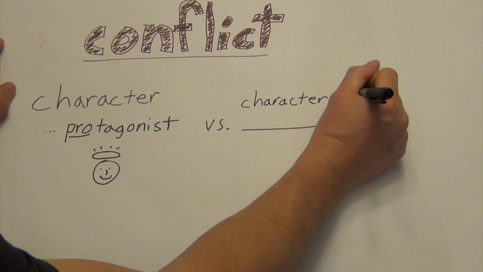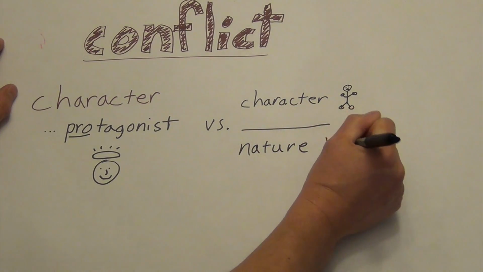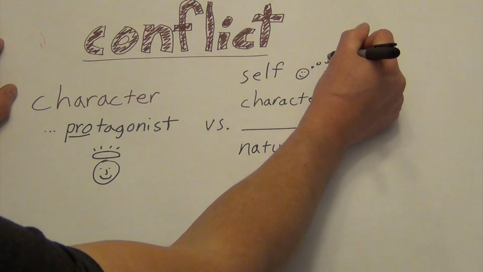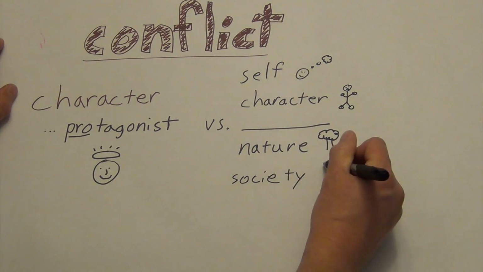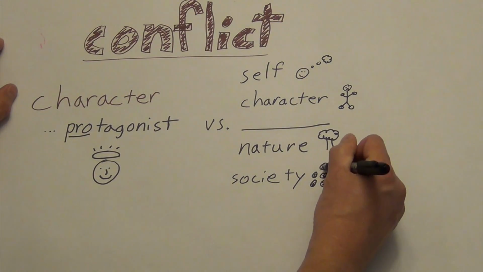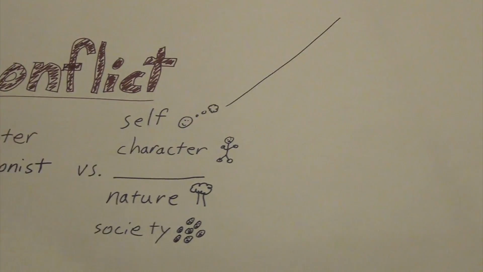Sometimes it's other characters. We call those antagonists, like the character that's against the protagonist. Sometimes the character goes against nature, sometimes against him or herself, and sometimes against society, like everybody else. So those are the four major types of conflict in stories. So let's look at those in more detail.